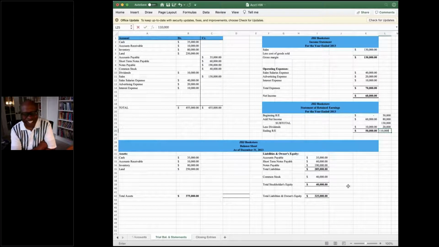We just missed one retained earnings addition in there. Otherwise, it's balanced. So once again, did y'all look at the video?